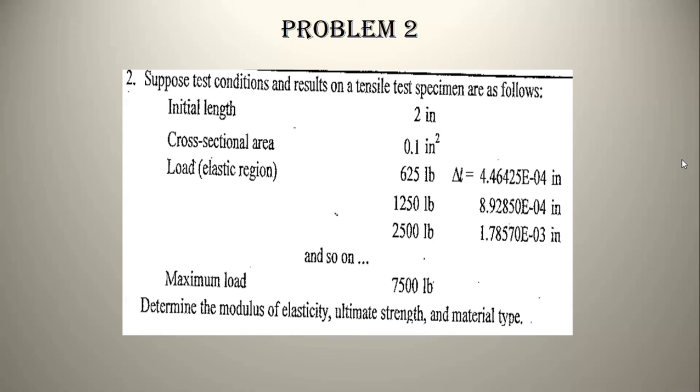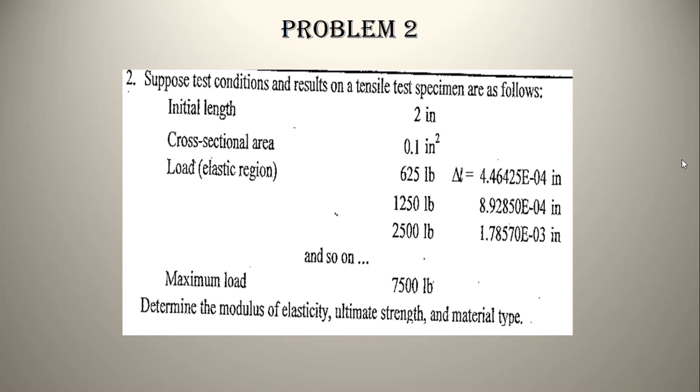When he put the load of 625 pounds on it, the change in length was so much. For 1250, that means you doubled the load. That delta L was so much. You again doubled it. Delta L was also doubled. So it seems these three readings are in the straight line portion. And so on. And then he says that the maximum load it could take was 7,500 pounds.